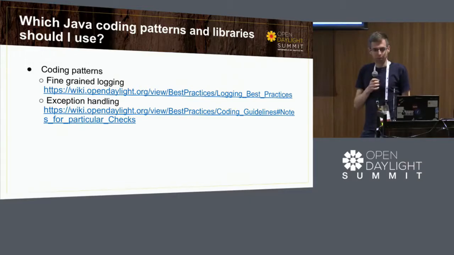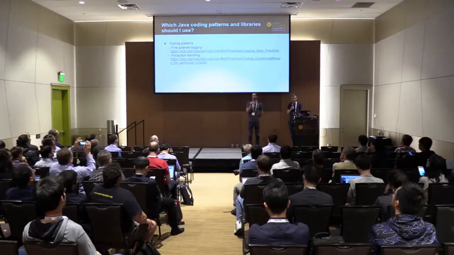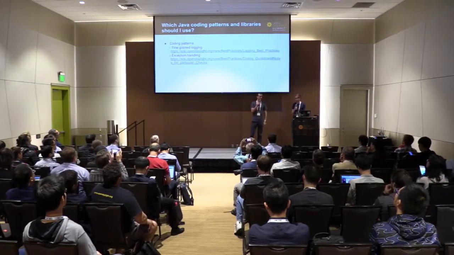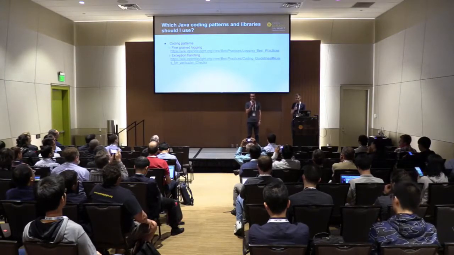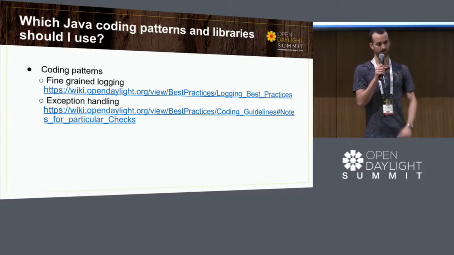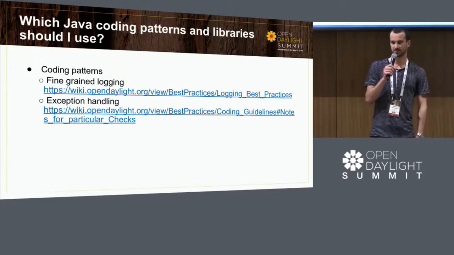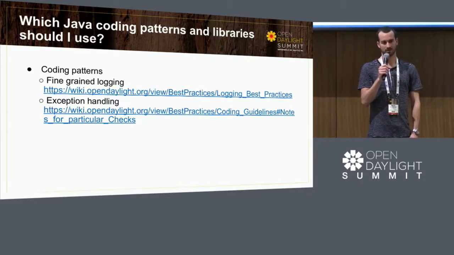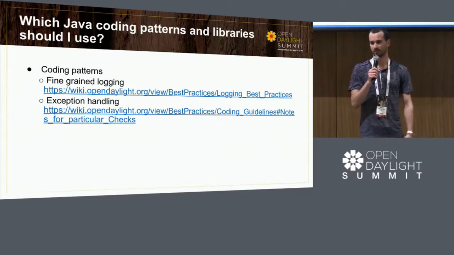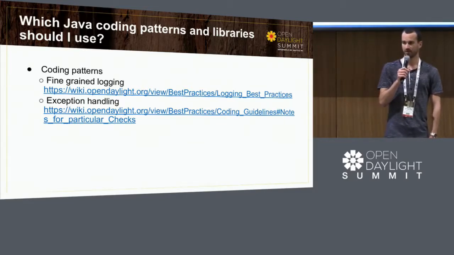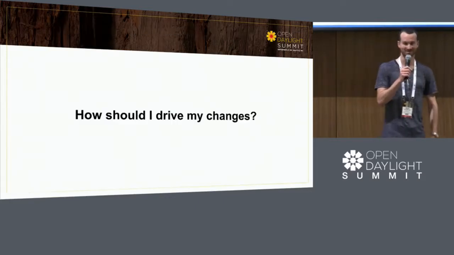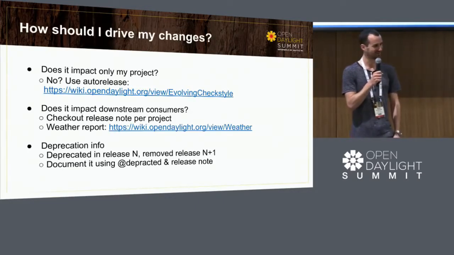Regarding the coding pattern, there are some wiki pages that are explaining everything, but the two I'm going to highlight here are the fine-grained logging and the exception handling. You really want to check out those practices because that's what makes the log file consistent across all applications in OpenDaylight. So it helps a lot when you're debugging. I'm not jumping into them because we're almost done with the session and we still have many things to cover.